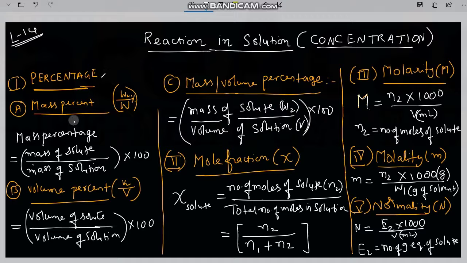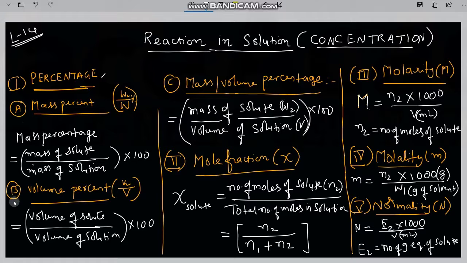Percentage concept. In that, mass percentage, how will you calculate? That is W2 by capital W. We call it mass of solute by mass of solution into 100. You can also say total mass of solution can be obtained by summing the mass of solute and solvent. So mass percentage is equal to mass of solute by mass of solution into 100. That is the formula for mass percentage.